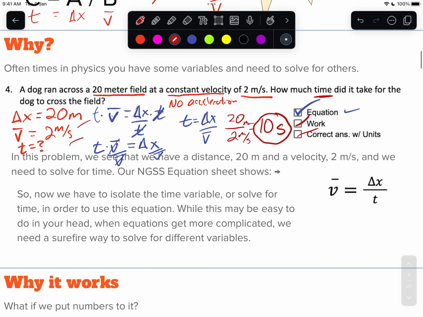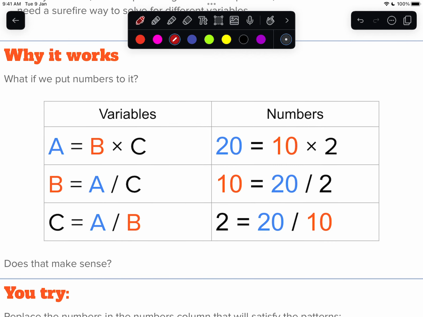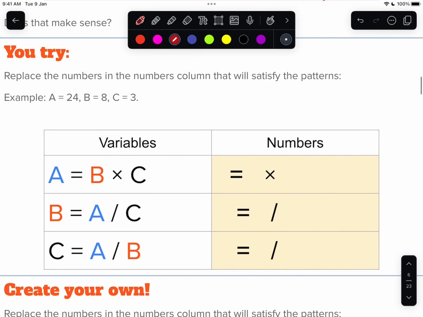Good. Let's keep going. So this is why it works. We can just switch these numbers around any way we want. And you can see that if I even put in numbers, they would still be correct, right? 10 times 2 is 20. 20 divided by 2 is 10. 2 is equal to 20 divided by 10. Hopefully that makes sense. So now you can go ahead and plug in your own.